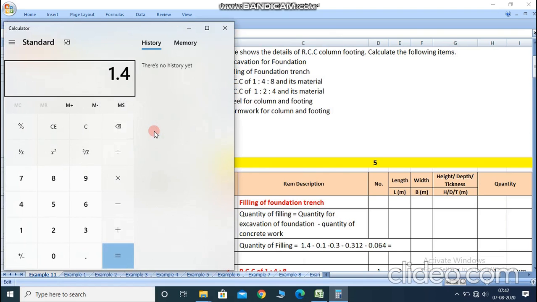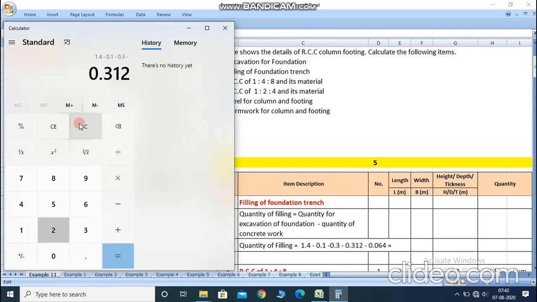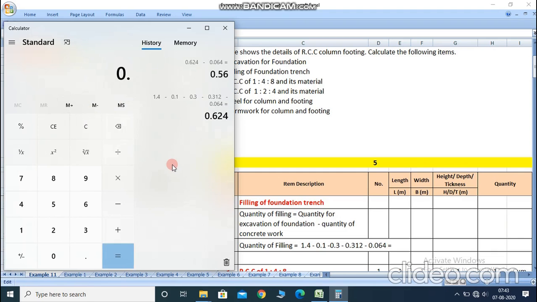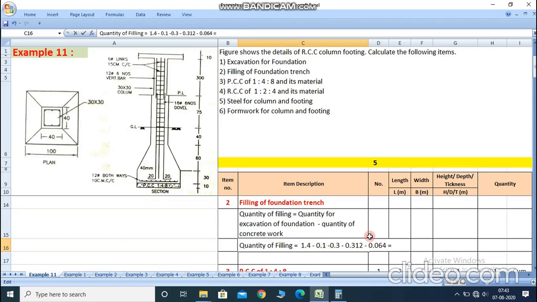1.4 minus 0.1 minus 0.3 minus 0.312 minus 0.064. So the answer is 0.624. It's the total quantity of the filling work.